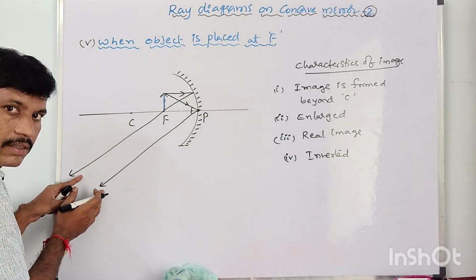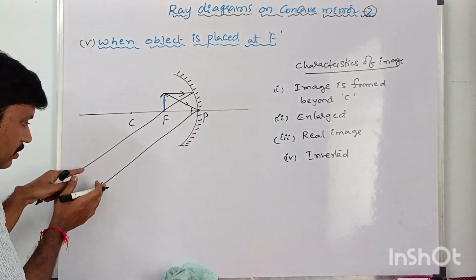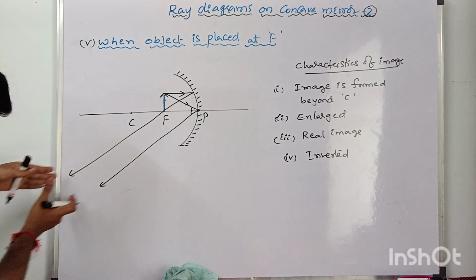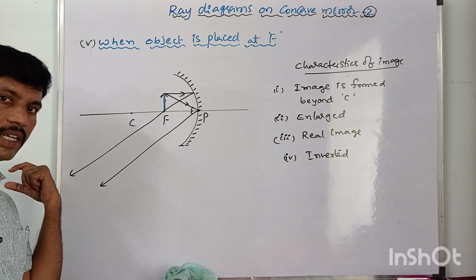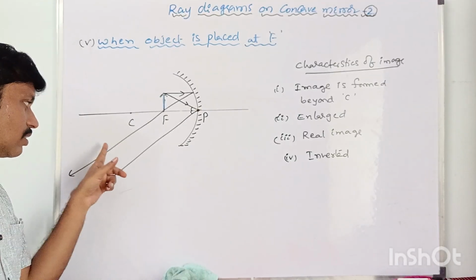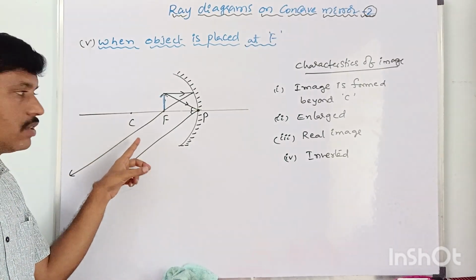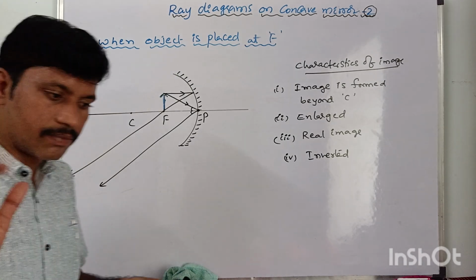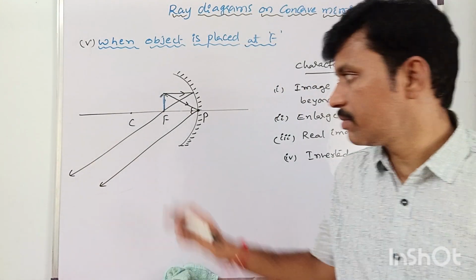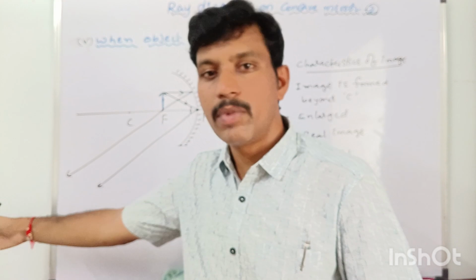These two reflected rays do not meet anywhere, but we can extend them like this. That's why these two are parallel rays. Am I right? So, these two are parallel rays, which means the image is formed at infinity.